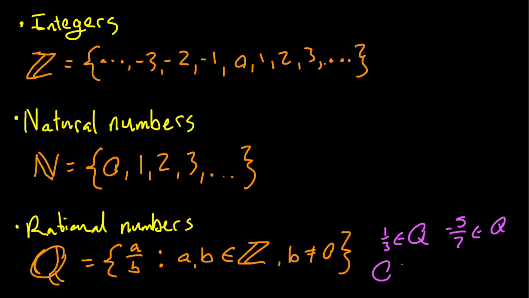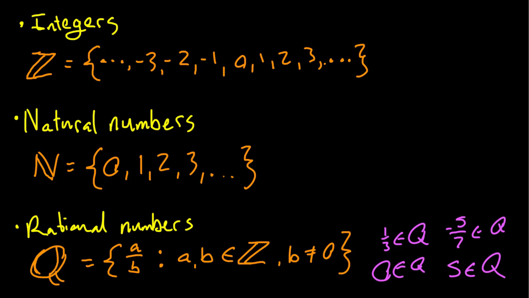Well, we can say that 0 is also a rational number. 0 is a rational number because A can be 0 and B can be literally any integer. 0 divided by anything will always be 0. Likewise, we could say that any of our integers are in the set of rational numbers. We could say that 5 is in the set of rational numbers. Why is that? Because our A, our numerator, can be 5, and our denominator, B, can be 1.